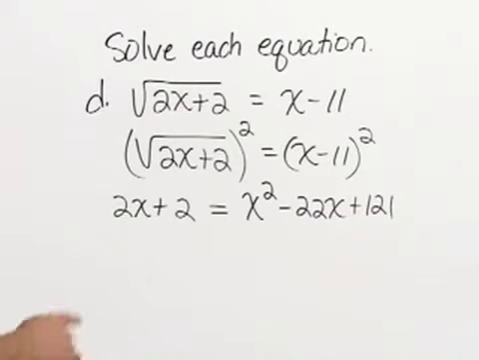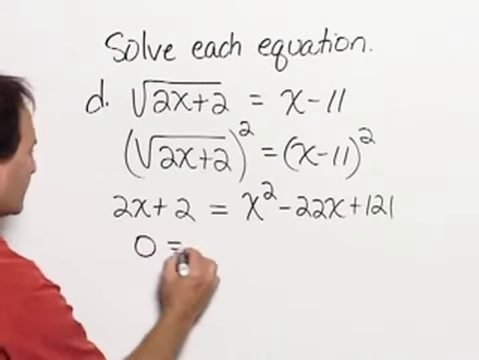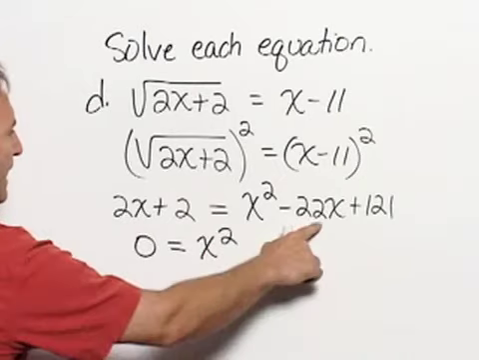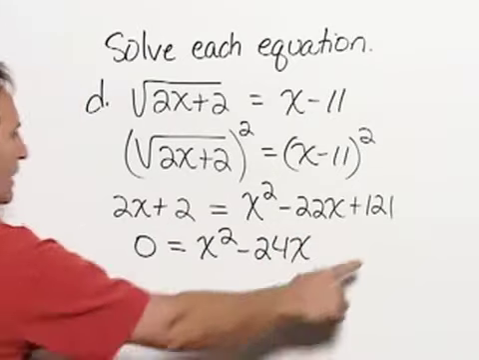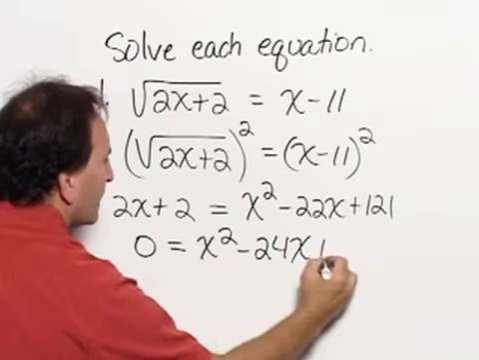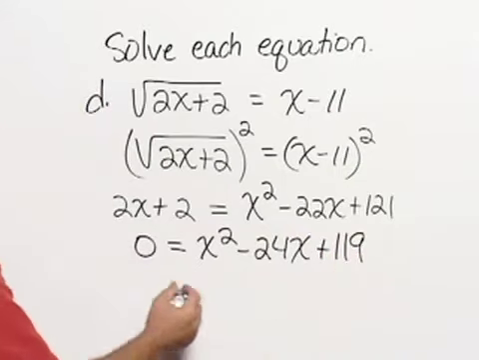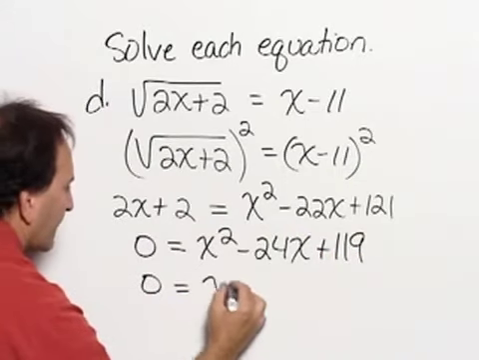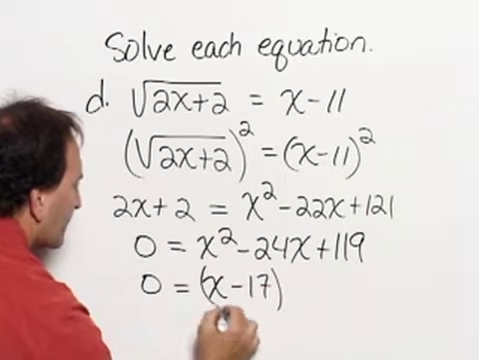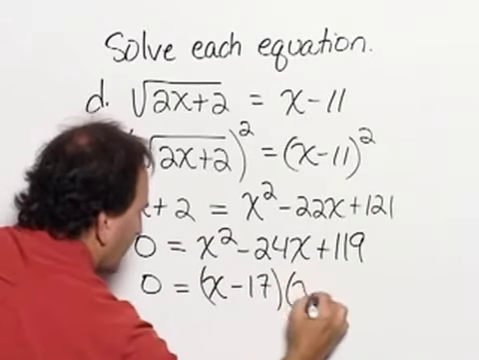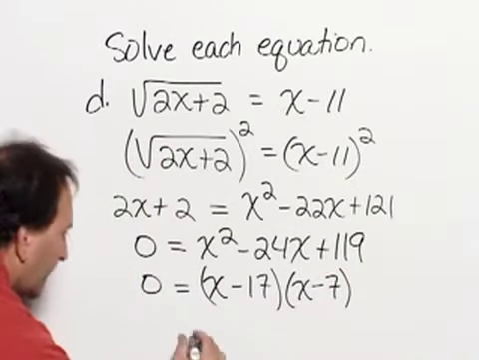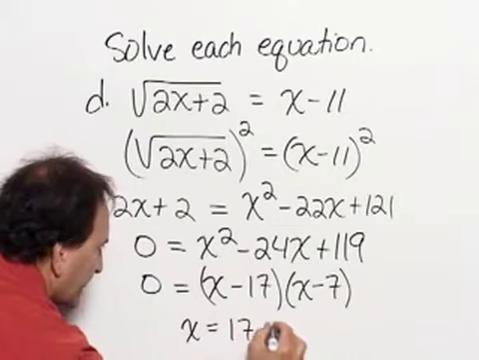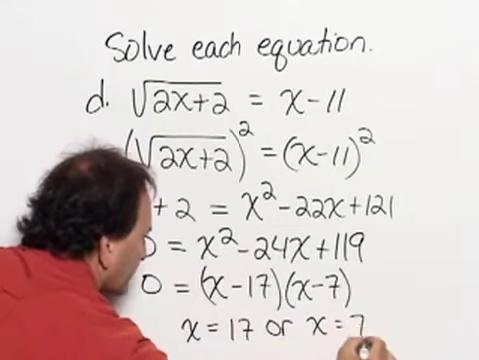Combining everything on one side, we would subtract 2x and subtract 2 from both sides. So we would have 0 equals x squared, and then minus 22x minus 2x is minus 24x, and 121 minus 2 is 119. Factor the right-hand side. It factors as x minus 17 times x minus 7. That gives us two possible answers, x equals 17 or x equals 7.